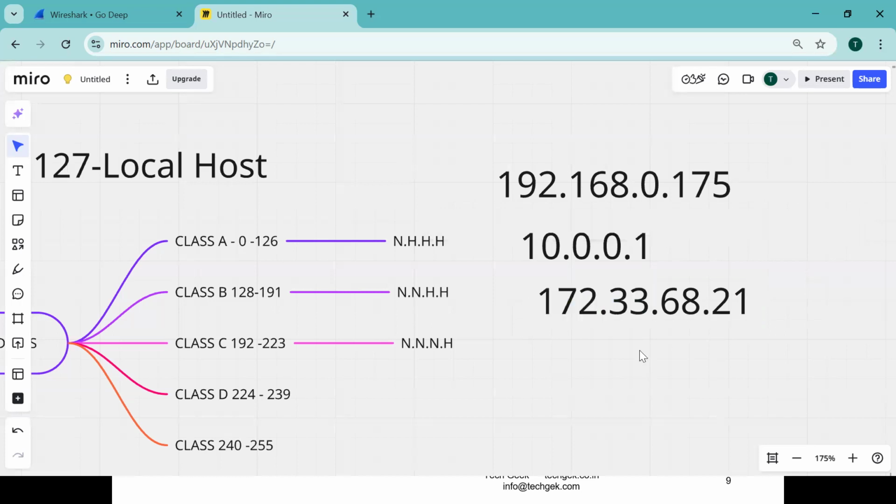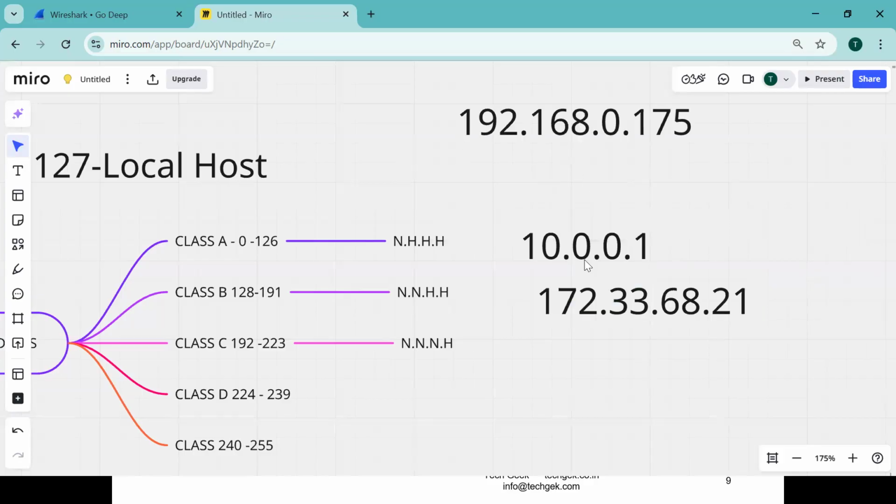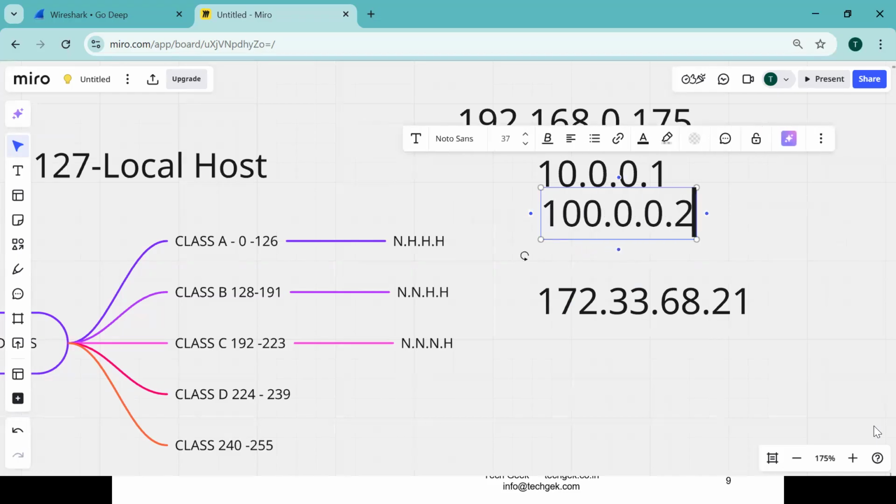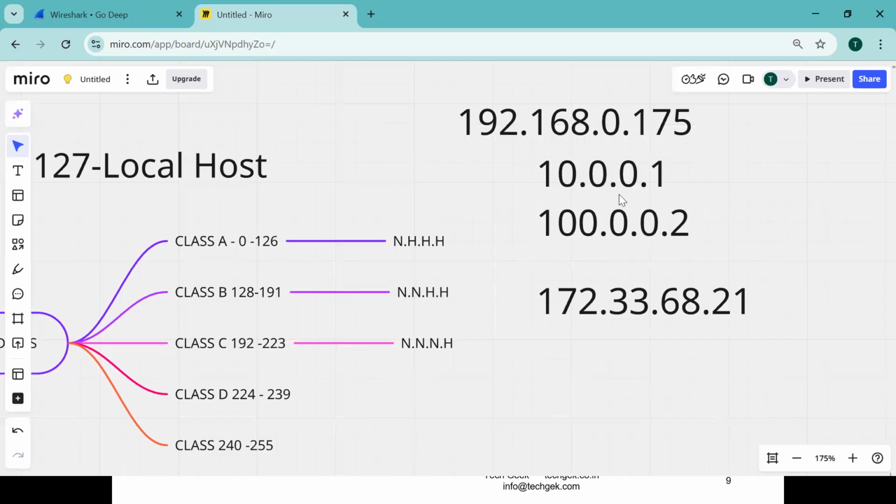Now let me ask you one question. I have one IP address as 10.0.0.1. I'll take another IP address, let's say 100.0.0.2. So we have these two IP addresses. If you see these two IP addresses, do they belong to the same network or a different network? My question is: same network or different network? We have 10.0.0.1 and 100.0.0.2.